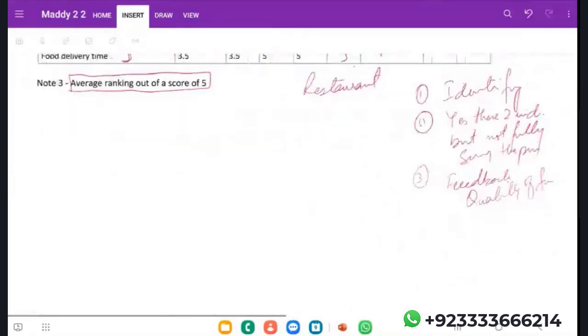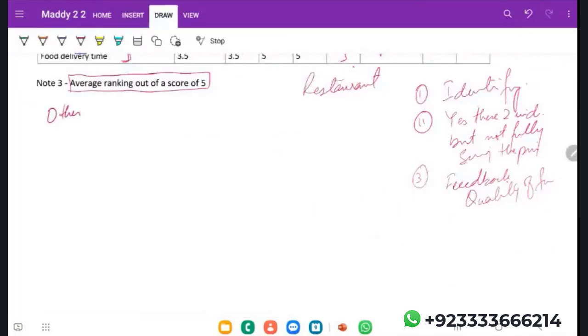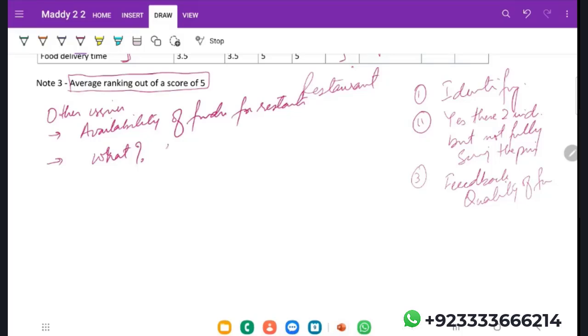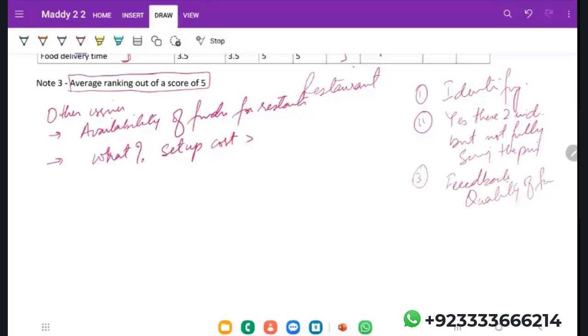Now what else can we write here? Under the heading of other issues, we can identify that the company needs to identify the availability of funds to buy restaurants. The second thing is that since their setup cost is increasing, they need to mention by what percentage their setup cost was greater than the fee they charge, because that will tell you the magnitude. So these two indicators must be present here. So there are six problems which we have identified and recommended, and we are done with that.